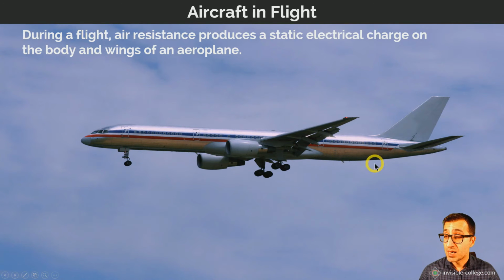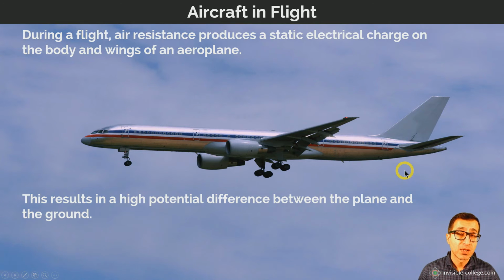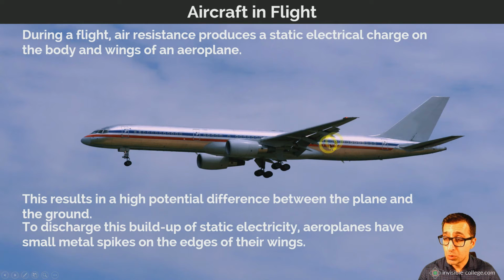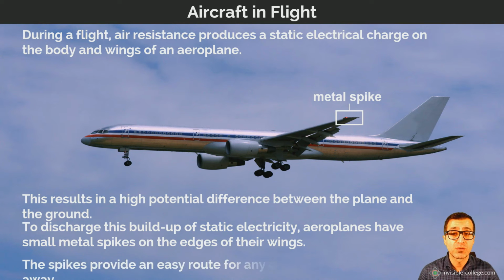So this results in a static charge building up on the surface of the plane, and this in turn causes a high voltage or high potential difference between the plane and the ground. So to discharge this buildup of static electricity, aeroplanes have small metal spikes on the edges of their wings. If you've ever wondered why aeroplanes have these little metal spikes on the edges of their wings, that's the reason. The spikes provide an easy route for any charge that's built up on the surface of the plane to leak away into the air as the plane flies through the air.